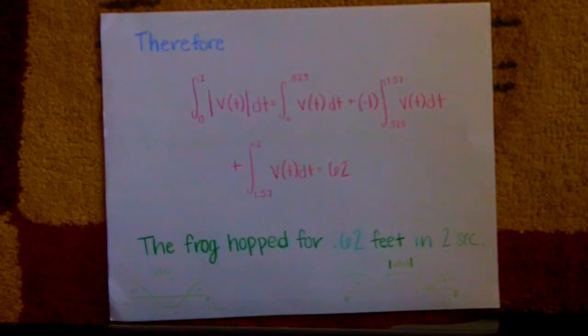Therefore, the integral of the absolute value of velocity from 0 to 2 equals the integral of velocity from 0 to 0.523 plus negative 1 times the integral of velocity from 0.523 to 1.57 plus the integral of velocity from 1.57 to 2, which equals 0.62. The frog hopped for 0.62 feet in 2 seconds. Notice the graphs below. The second integral is multiplied by negative 1 so that the negative values in the velocity graph become positive.